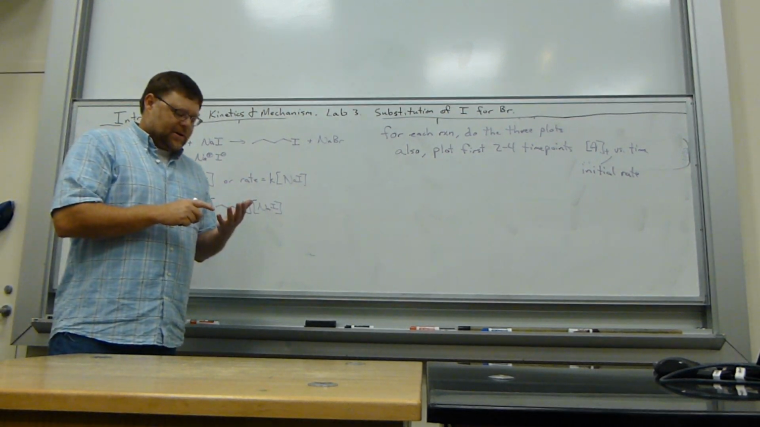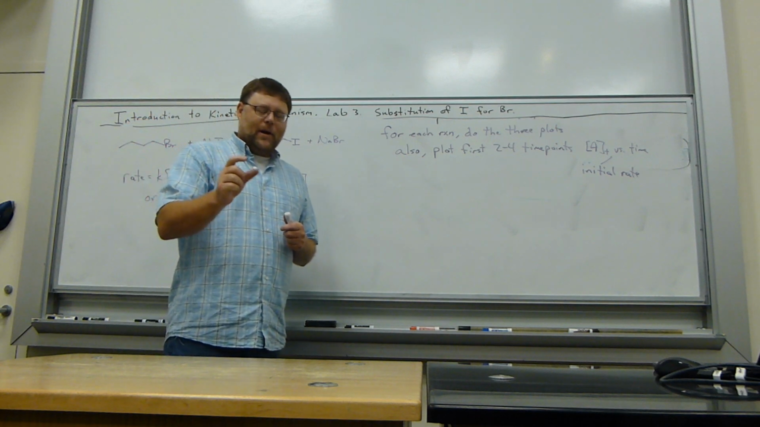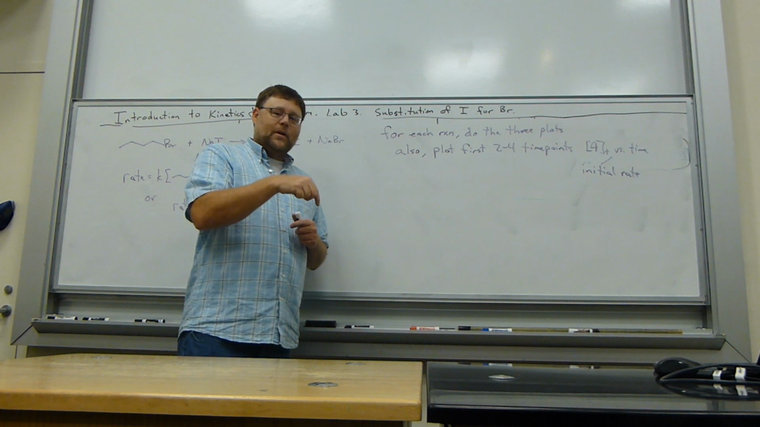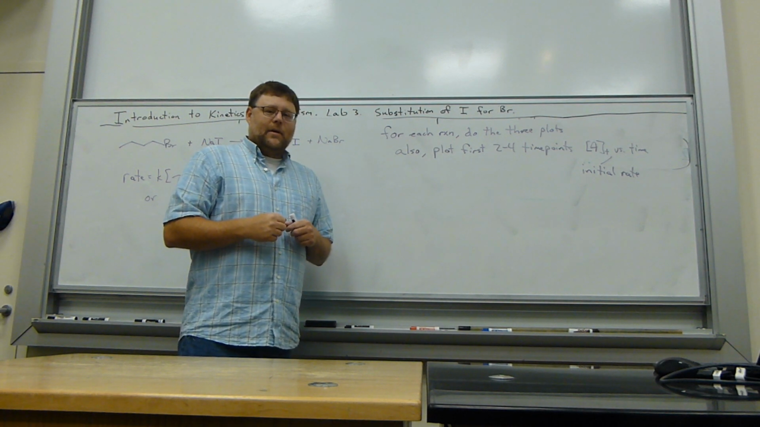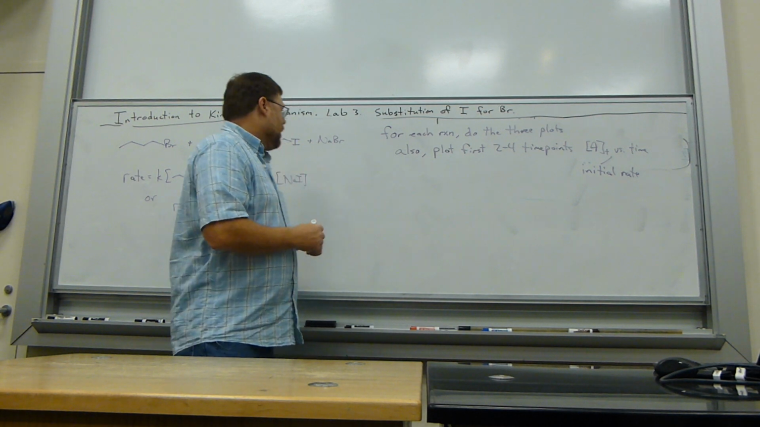And so the way this reaction is going to work is we're going to mix our reagents. I have no idea if I'm on camera or not. We're going to mix the reagents in an NMR tube. We're going to immediately put the NMR tube in the NMR spectrometer. We're going to follow the reaction by NMR.